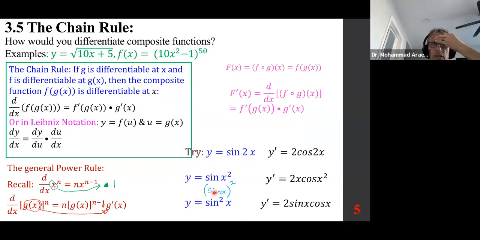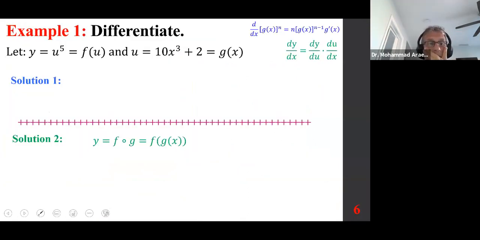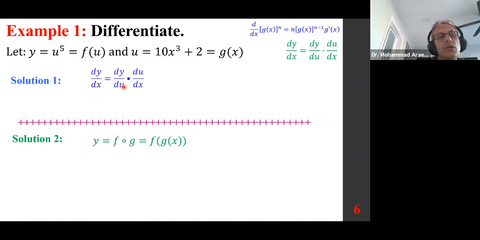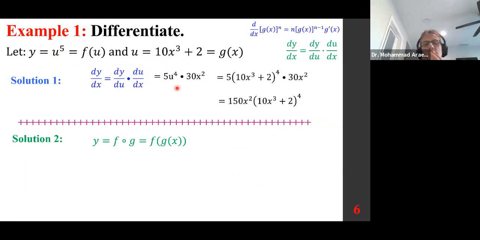Then I looked at a simple example that can be done both ways, but not every function is easy to do in the same manner. So for example, here, y is given as u to the power of 5, and u is given as 10x cubed plus 2. If we want to go with the Leibniz notation, it's extremely simple. When we say dy du, that means differentiate this with respect to u, which is 5u to the power of 4. When we say du dx, that means differentiate this with respect to x, which is 30x squared. And basically, you're done. All you have to do, replace the u with 10x cubed plus 2 and simplify.